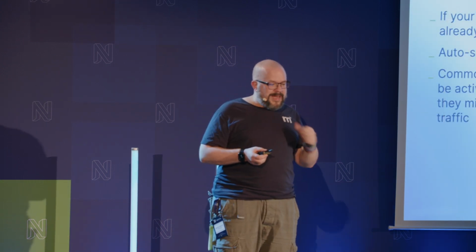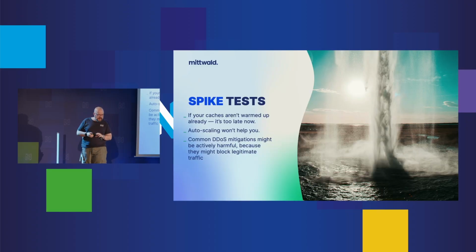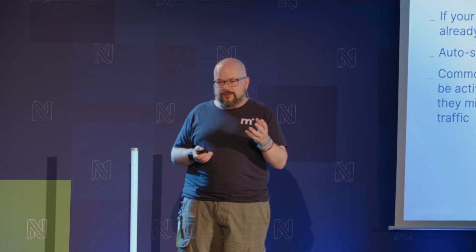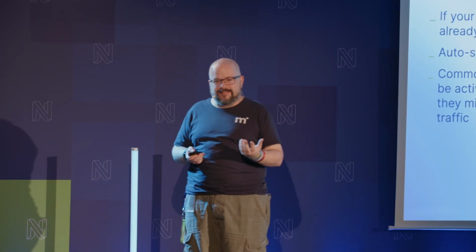And these kinds of spike tests are particularly nasty, because if your cache isn't warmed up when that scenario starts, it'll be too late. So you cannot rely on caches warming up when traffic starts arriving. If you're using autoscaling, like in a cloud platform, that won't help you, because that is always reactive, and these things tend to happen very, very quickly. So that won't help you. And you might have network security in place which might confuse this kind of traffic pattern with a DDoS attack. So you might actually end up excluding certain users because your network security thinks it's an attack.